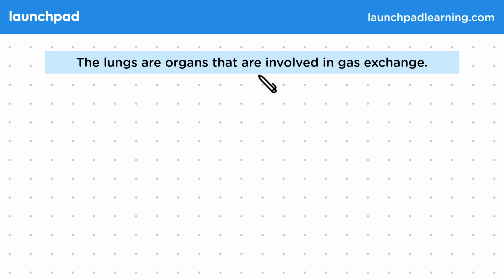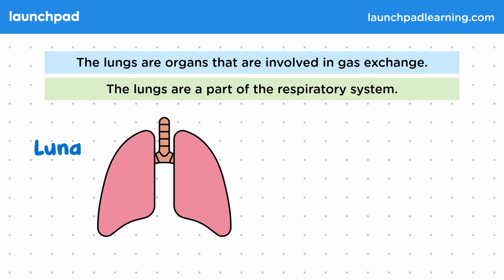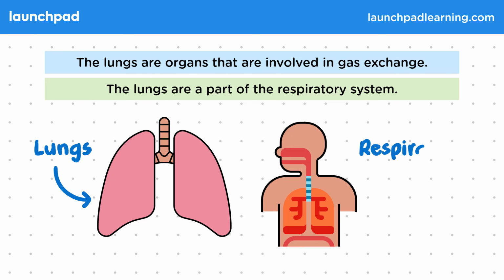The lungs are organs that are involved in gas exchange. The lungs are a part of the respiratory system. This simple diagram shows roughly what the lungs look like. These form a major part of the respiratory system, which you can see in this diagram. For the exam, you must know the structure of the lungs and also know how they're adapted for gas exchange.